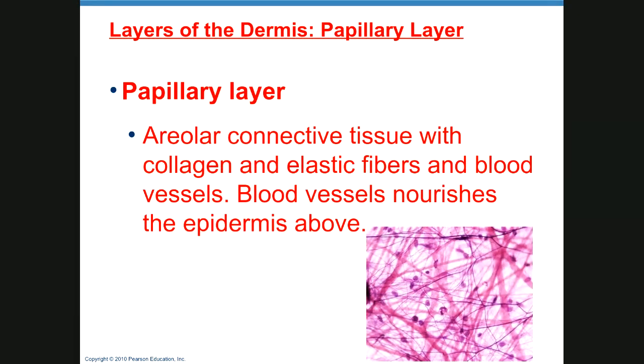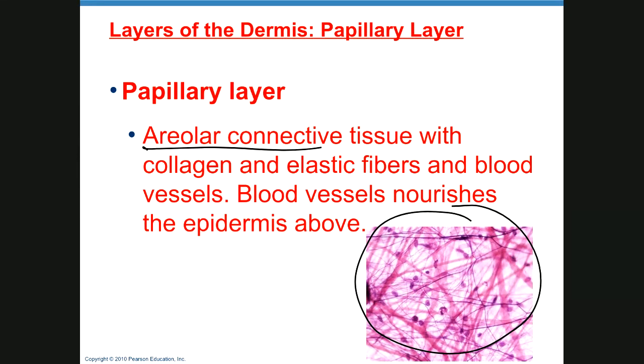Okay, so going back to the dermal layers. First layer is the papillary layer, and the papillary layer is made of areolar connective tissue. This is what areolar connective tissue looks like. And this is a tissue that has all three types of fibers: collagen fibers, elastic fibers, reticular fibers. It has blood vessels, little capillaries that feed the epidermis above.